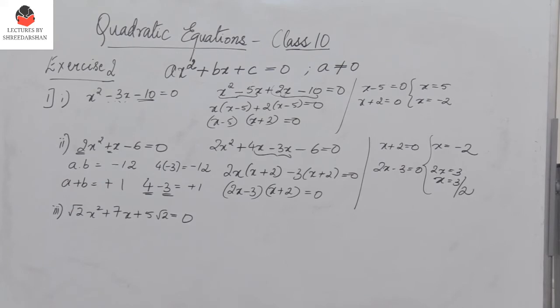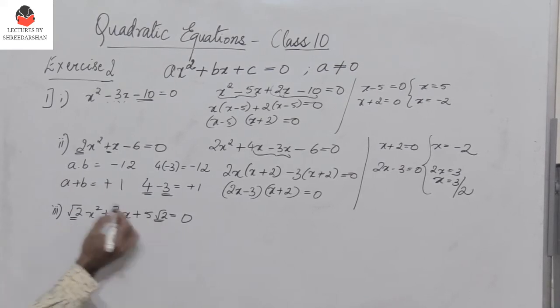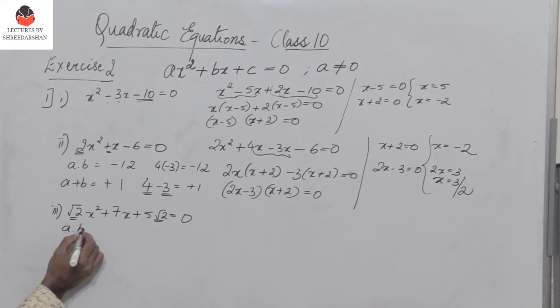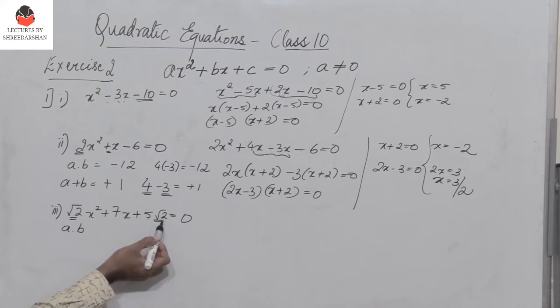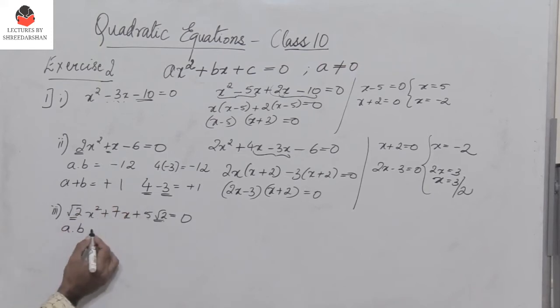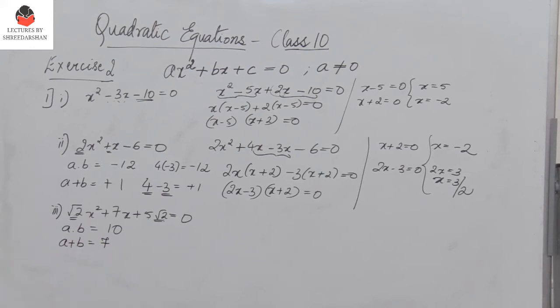So now how do we proceed? Again I need to find a and b. If I multiply a into b, what should I get? 5 into root 2 into root 2, so I get 5 into 2, which has to be 10. And a plus b has to be 7.